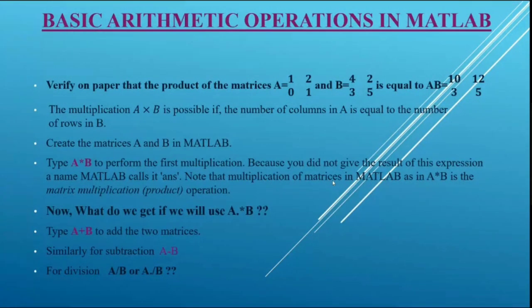Now we will move into the basic arithmetic operations in MATLAB. We have here two matrices A and B with values, as you can see, 1, 2, 0, 1 and 4, 2, 3, 5. By verifying on paper, we can see the product of matrices A and B, AB, will be 10, 12, 3 and 5. As we know, the multiplication AB is possible because the number of columns in A is equal to the number of rows in B. Matrix multiplication is generally not commutative. Commutative means AB equals BA. So it is no surprise if we find BA to be another value, different from AB.